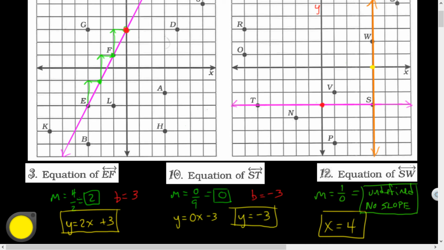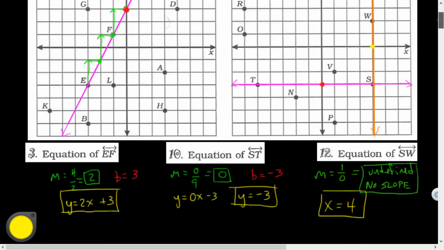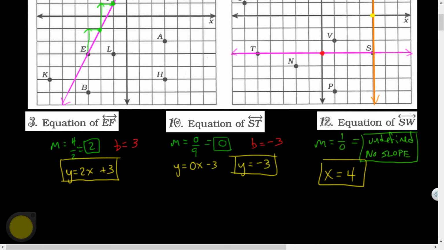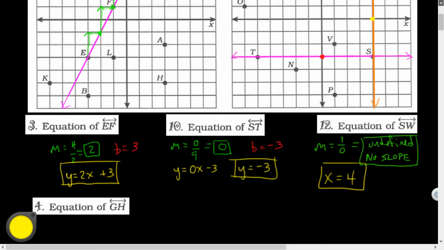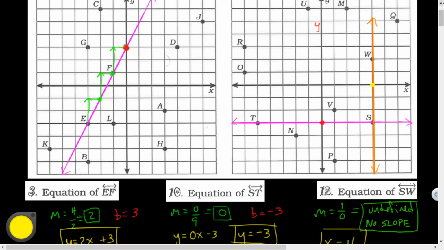We had a positive slope, we had a horizontal zero slope, and we had a vertical line, which is no slope. Let's look at one that has a negative slope. So the equation of GH. There was another one that had a negative slope, is what you're saying? Well, I've got this one picked, but yeah, I'm sure that GL also would have been a negative slope.